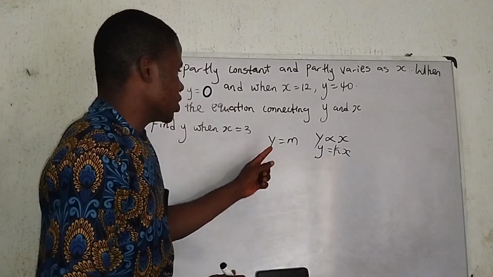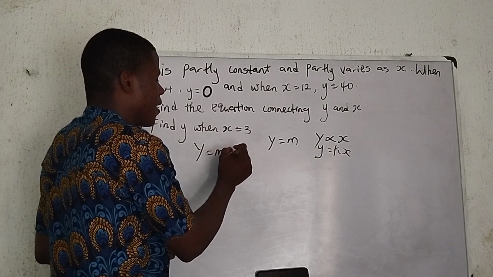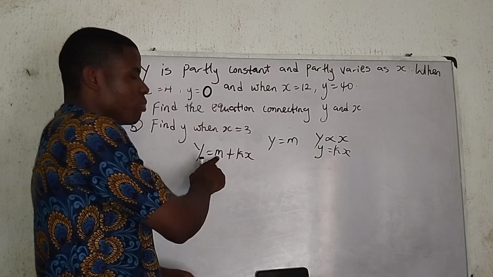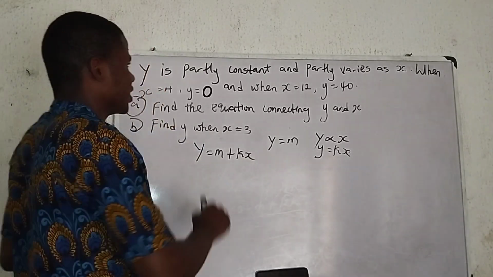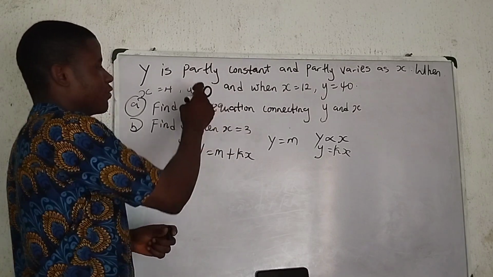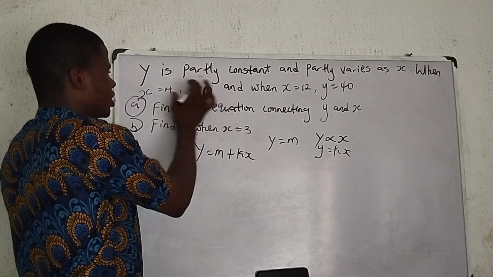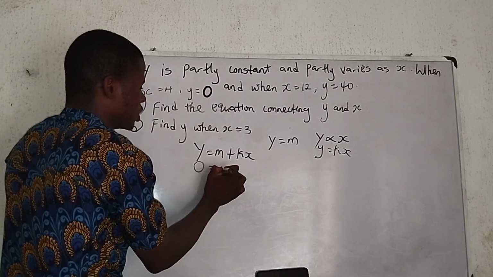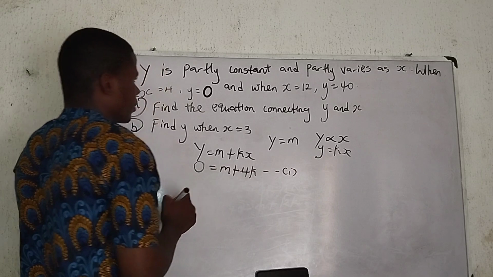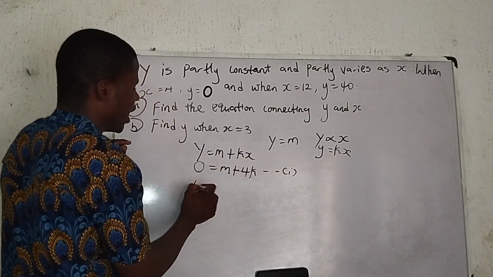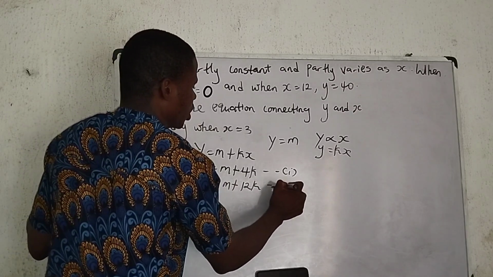Does it make sense? So since I'm having y is equals m and y is equals kx, I'm going to have something like y is equals m plus kx. Reason, I'm charging you based on material, I'm equally charging you based on what? Time. So they say when x is equals 4, y is 0. This is just like a simultaneous equation. So when y is 0, x is 4. So I have 0 is equals m plus 4k, right? This is equation 1. And when x is 12, y is 40. So 40 is equals m plus 12k. This is what? Equation 2.